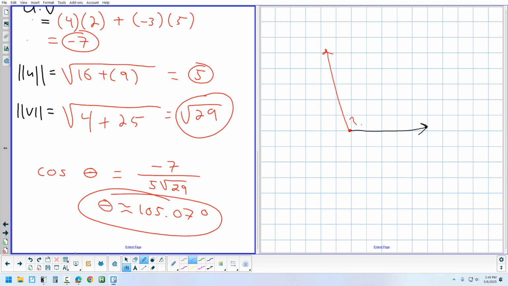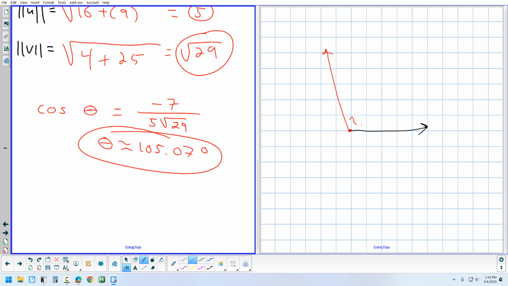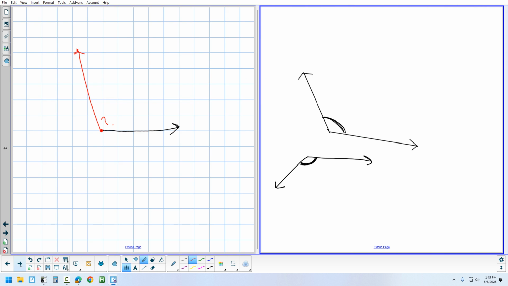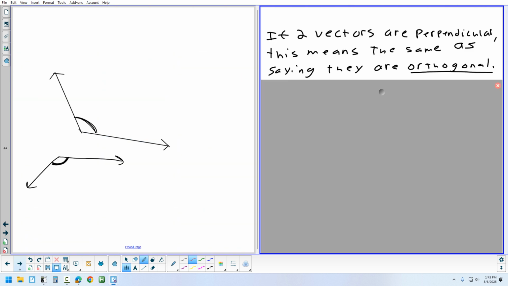Now 105 isn't anything special. It's just a random angle. What do you think the angle would be that we would consider to be a special angle? 0 is special. 90 and 180. When two vectors have an angle of 90 degrees, they are orthogonal.